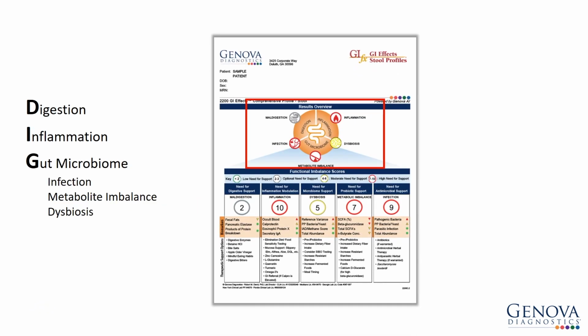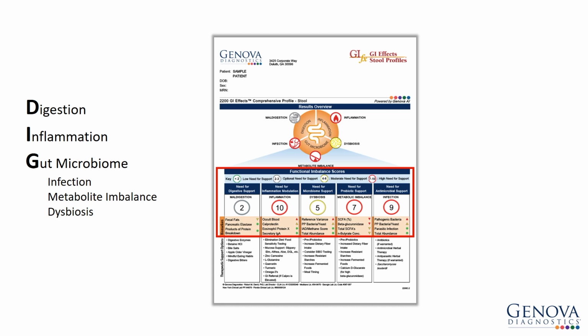At the top of the front page, we see three main areas of GI function arranged in the DIG format to represent digestion, inflammation, and the gut microbiome. The color-coded circles at the top of the page correspond with the circles on each pillar listed in the middle of the page. The key shows us that red circles indicate a high need for support, and when prioritizing treatment, these areas should be addressed first.